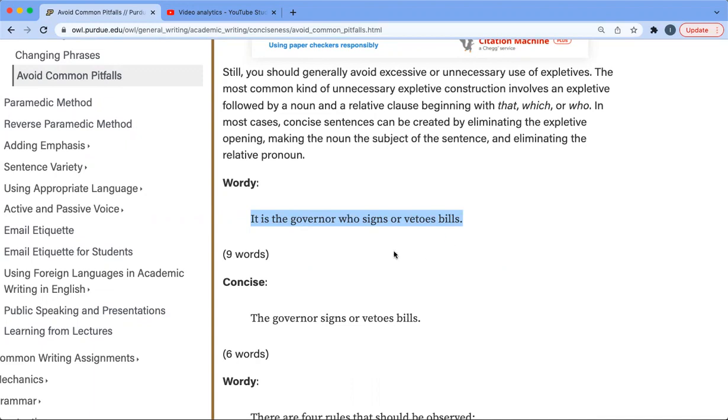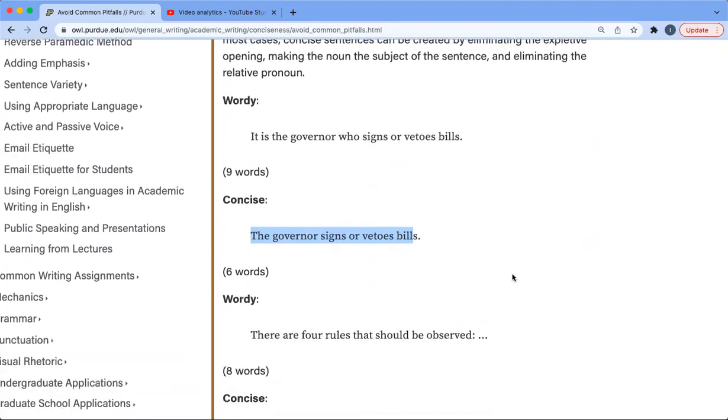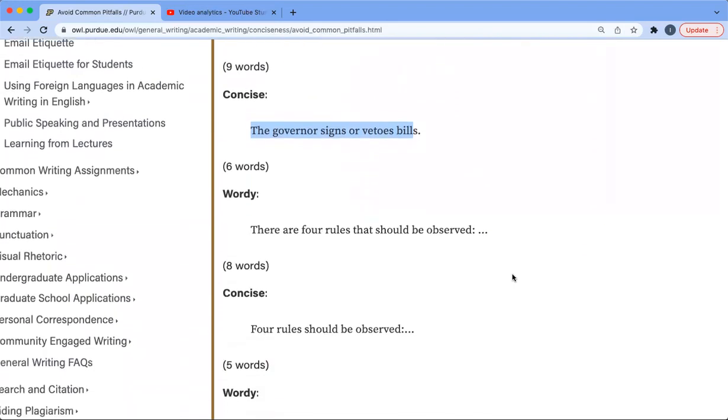For example, if I say it is the governor who signs or vetoes bills, there are 9 words. I can eliminate it is, which is a pitfall at the beginning of a sentence. I can eliminate that. These are excessive and unnecessary expletives. So I can say avoid expletives. I can start writing it down by direct language of saying the governor signs or vetoes bills. Be direct, be concise, be precise. As I always remind my students with these 3 quotes, remember them.